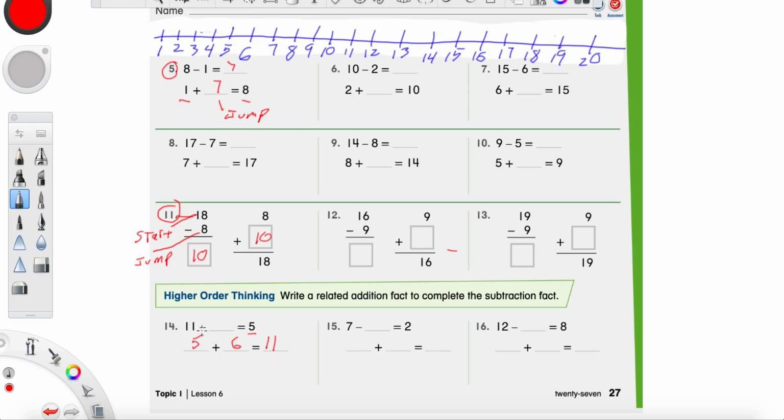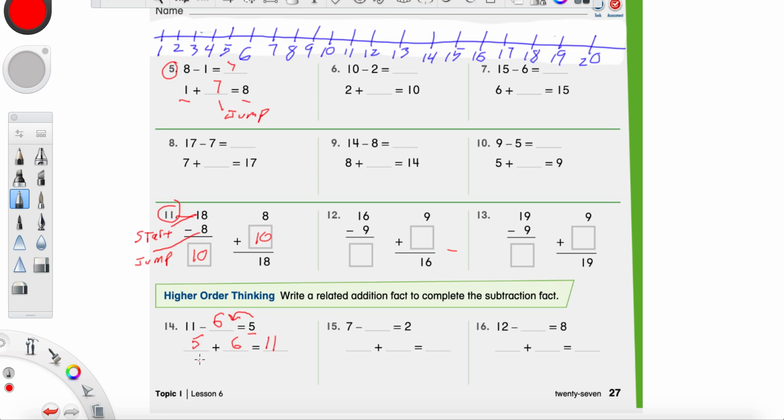So 11 minus blank equals 5. Well, we're just going to pretend that this is over here, and then we'll find that missing number. So we start at 11. And then we jump back 5 spaces. 1, 2, 3, 4, 5. Which would give you 6. So we can say that 11 minus 6 equals 5.